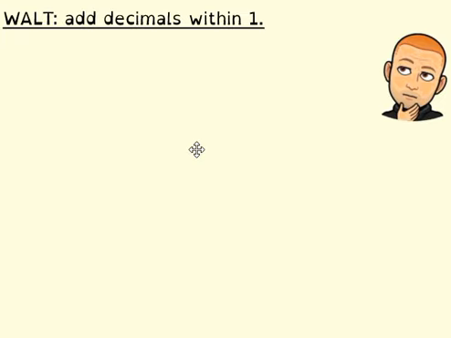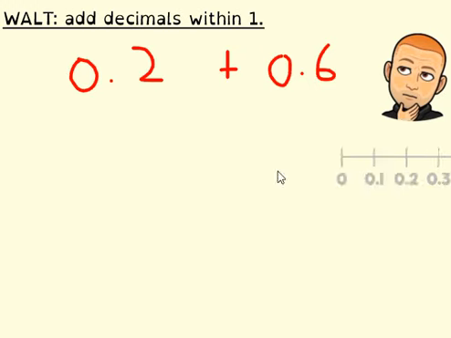Question number 1. We're going to start with something nice and simple, something like 0.2 add 0.6. Now straight away, if you're thinking, right, this sounds okay to me, I'm confident, and I know that it's 0.8, correct, you are spot on if you think it's 0.8.